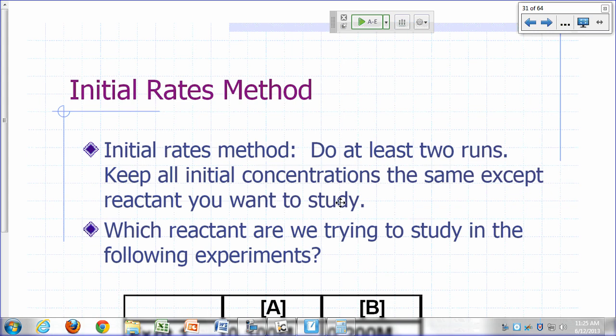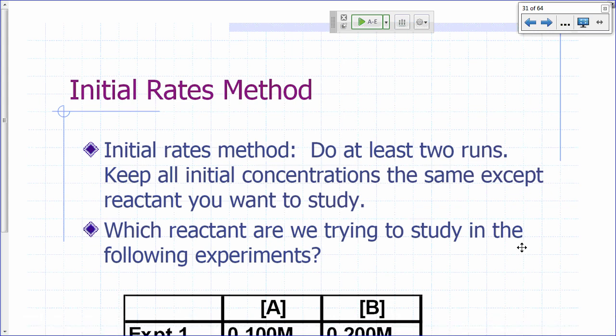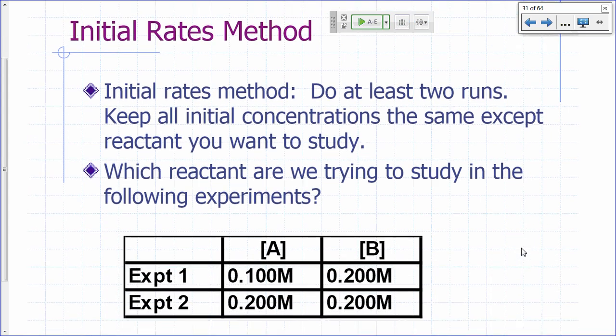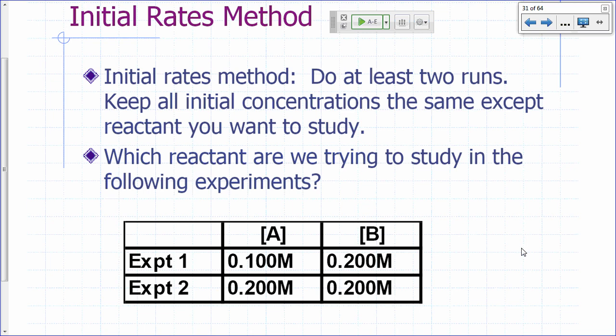So let's talk about the initial rates method for determining the rate law. Okay, so how do we determine those reaction orders? How do we determine the rate constant? A common technique used in the lab is known as the initial rates method. So you do at least 2 runs, okay? You run the reaction at least twice. Keep all your initial concentrations the same for both runs, except for the reactant that you want to study.